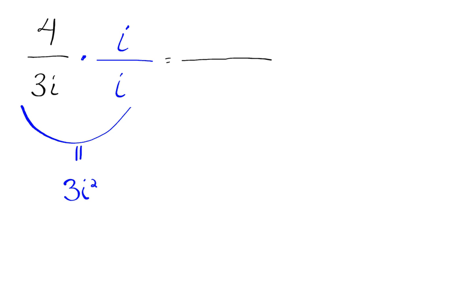Okay, 3i squared. Well, you know what? i squared is really -1. So as you can see, I'm just going to go down through here. I get -3. So what's going on in the numerator? Well, the numerator, 4 times i is 4i. And this is still 4i hanging out here in the numerator.